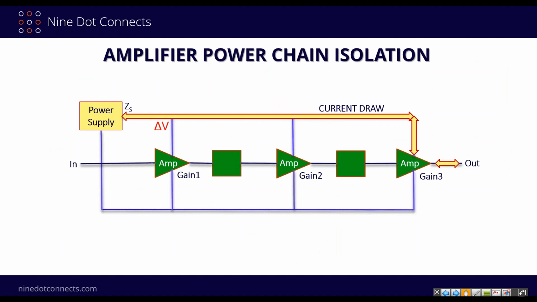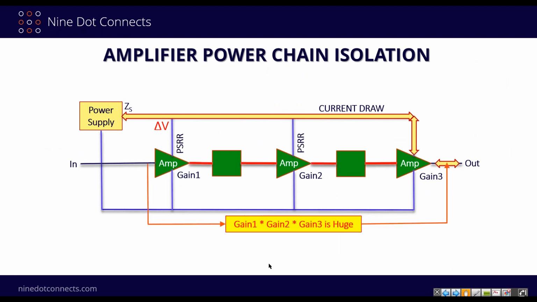Now the power supply has some impedance in it, and also there's some impedance between the power supply and that amplifier. So as that current draw changes and that impedance is there, there's going to be a voltage developed, a delta V, and the power supply rejection ratio of the op-amp is what's keeping that from actually getting into the signal. At the very early stage, it may turn out that you have an adequate one and you don't need to worry about it. But gain 1 times gain 2 times gain 3 through 3 stages can be huge.